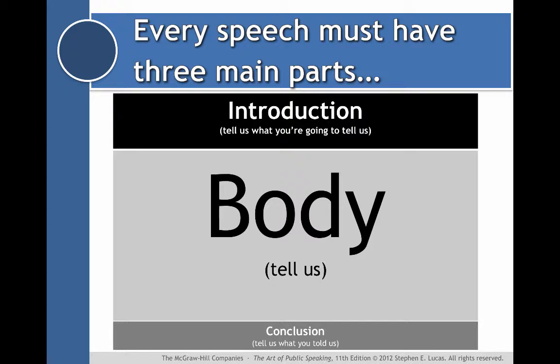So let's take that 5.5 minutes and see how much time we should devote to each part of the speech. The introduction should be around a minute or so. The body can be approximately 4 minutes in length, and the conclusion may be 30 seconds. Now, these obviously don't have to be exact, but that's a good rule of thumb.